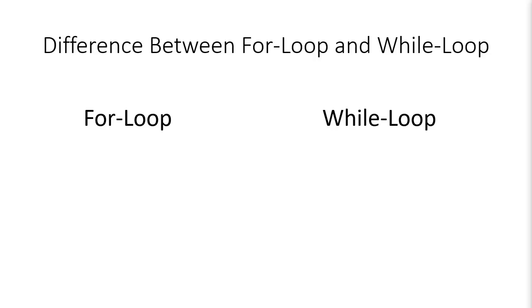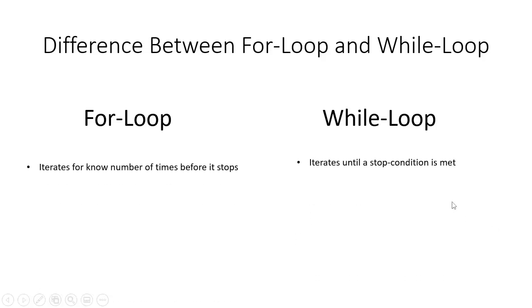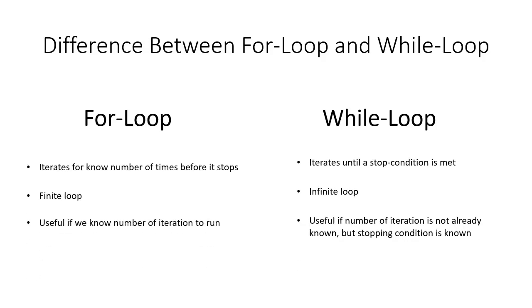Now, a loop is basically a block of code that iterates a number of times. So why do we need a while loop if we already know a for loop? To answer this, let's understand the difference between a while loop and a for loop. When we have a block of code that needs to be repeated a fixed number of times, then a for loop is implemented. In other words, a for loop is a finite loop that iterates for a known number of times before it stops. On the other hand, a while loop iterates until a stop condition is met.